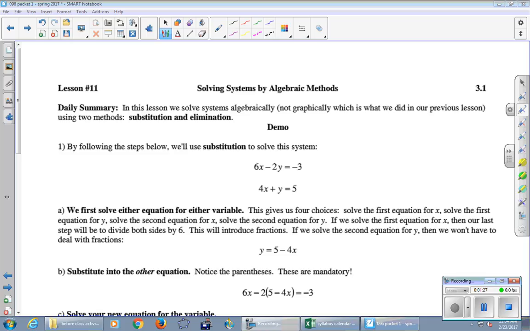So here we go. In this lesson, we solve systems algebraically, not graphically, which is what we did in our previous lesson, using two methods, substitution and elimination. The kinds of equations that we're going to be solving are exactly the same as the ones that you just did. For example, there are two equations. If you use the technique from earlier today, you would find points, draw two lines, and estimate the point of intersection. We're going to come up with that same answer, but without any graphing. So a completely different technique, but the goal is still the same.